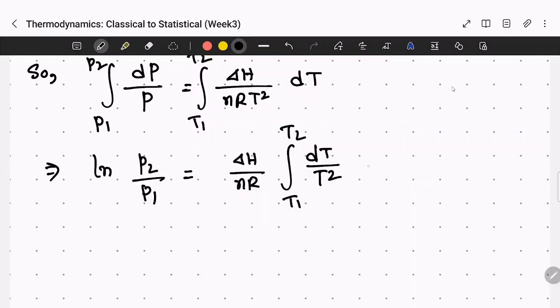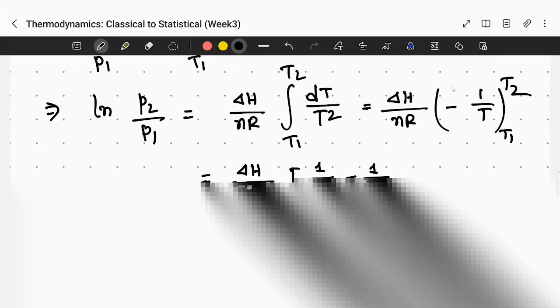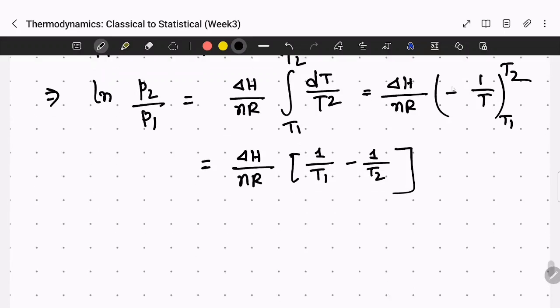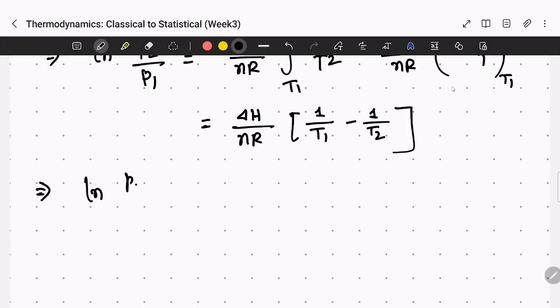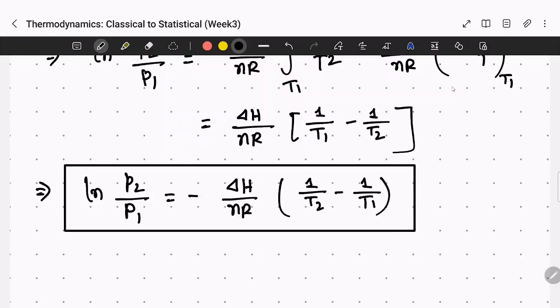So it is dT by T squared. So what will be the integral? It is ΔH by nR times minus 1 by T, from T1 to T2. So ln P2 by P1 is minus ΔH by nR times (1 by T2 minus 1 by T1). So this equation is very important.